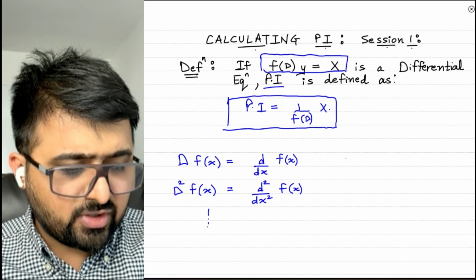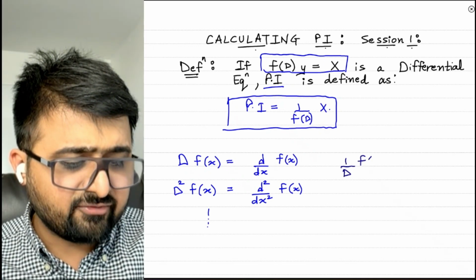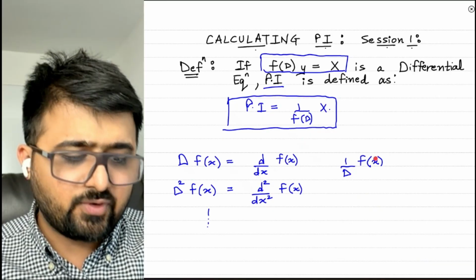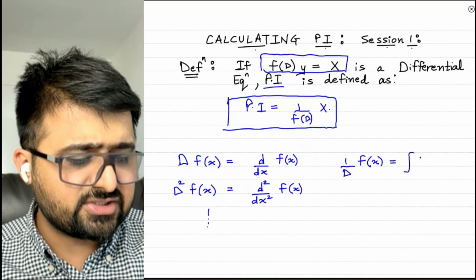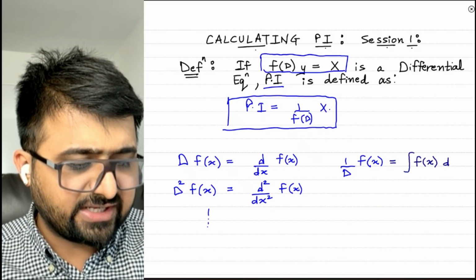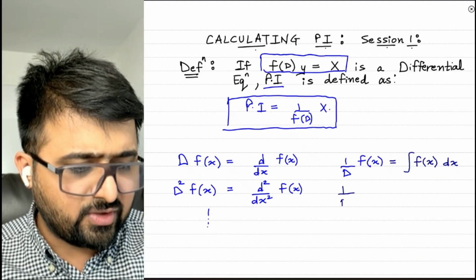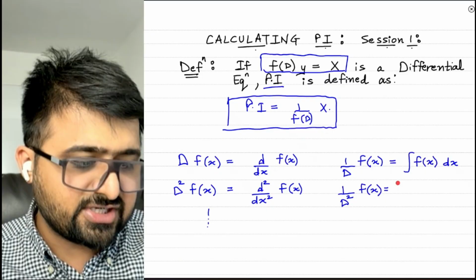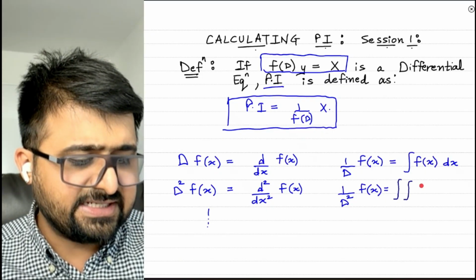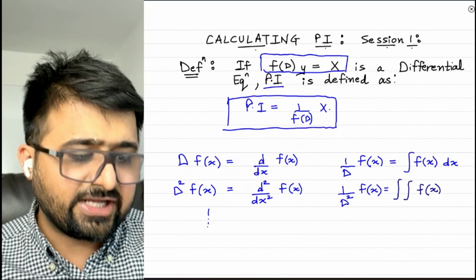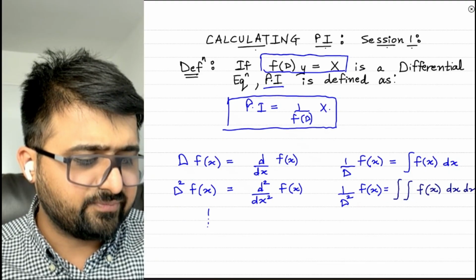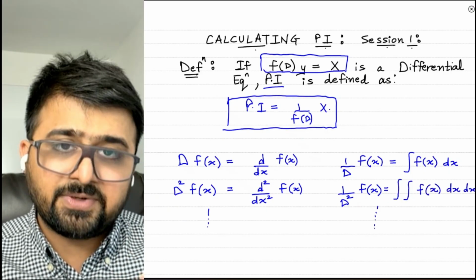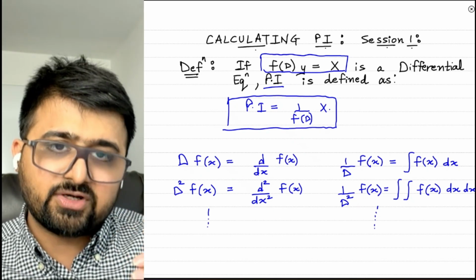If it was 1 upon D of f(x), that means reverse of derivative. Remember, reverse of derivative is nothing but integral. So 1 upon D of f(x) would be integration of f(x) with respect to x. If it was 1 upon D square of f(x), you would have to integrate that function f(x) two times. So it's the integral of f(x) two times with respect to x, and so on. I hope that makes sense. That's the meaning of that operator D. D is nothing but derivative and 1 upon D is nothing but integral.